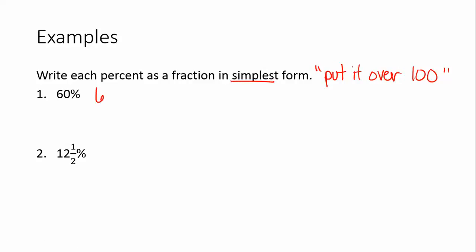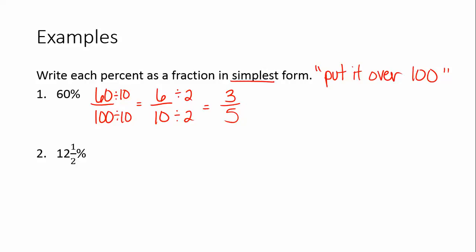So we start with 60 over 100, and then we reduce. Divide the top and the bottom by 10. That's 6 over 10. Now divide the top and the bottom by 2 because they're both even. So 3/5. 60% is 3/5.